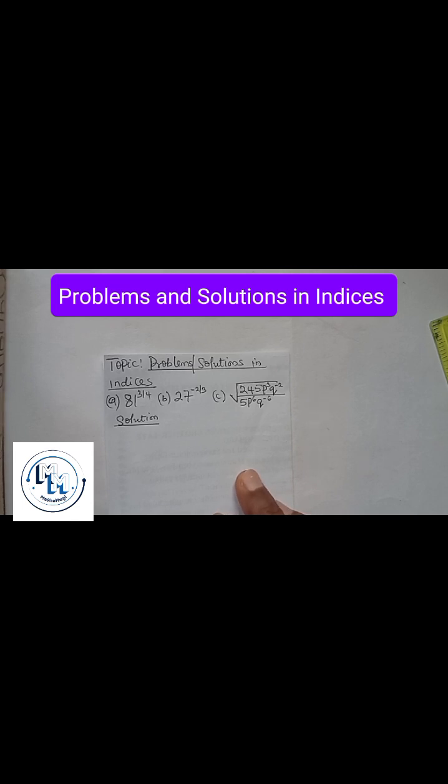And C is a very big thing here. Square root of 245 p cubed, then q power minus 2 over 5 p power 6 multiplying q power minus 6. Is that okay? All right, let's actually see what to do about this. Let's see how far we can go with it. Okay, let's go.